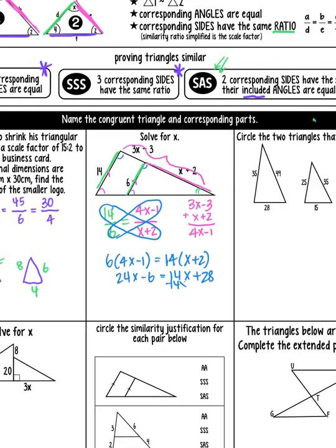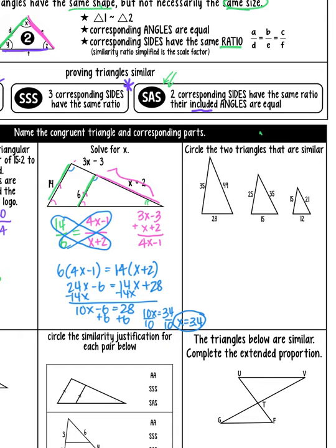I subtract 14x from both sides. Add my 6, which gives me 10x equals 34. When I divide by 10, I get x equals 3.4.